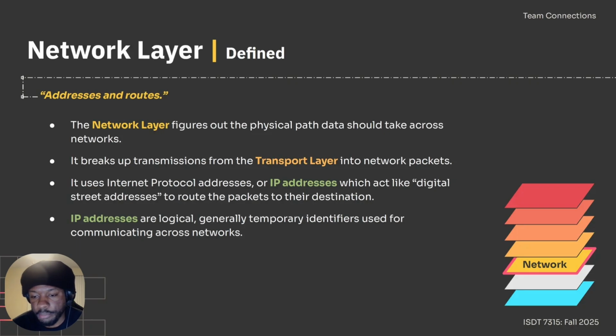These logical identifiers allow devices to send and receive information even when separated by great distances or different network technologies. It is important to note that IP addresses are logical, generally temporary identifiers. Unlike a permanent hardware address, such as a MAC address, an IP address can change as the device connects to different networks. In essence, the network layer ensures that every packet of data knows precisely where it's going and how to get there, making large-scale communication across the internet possible.